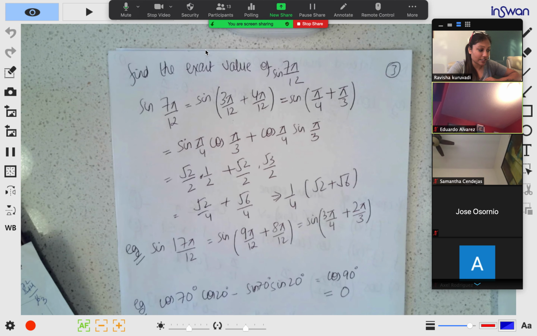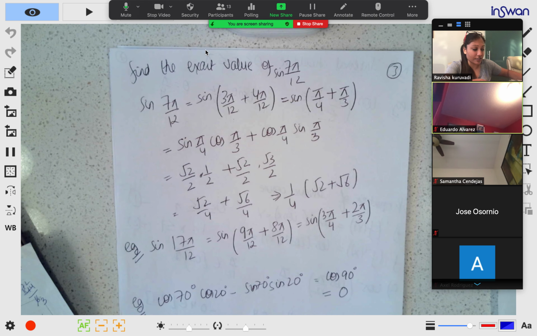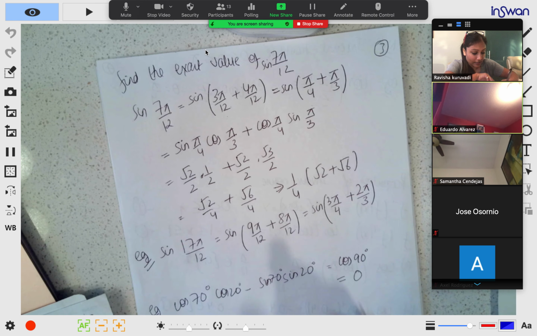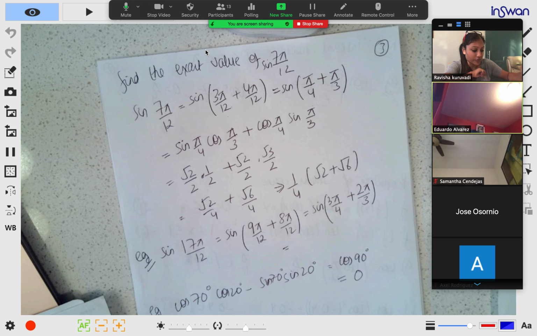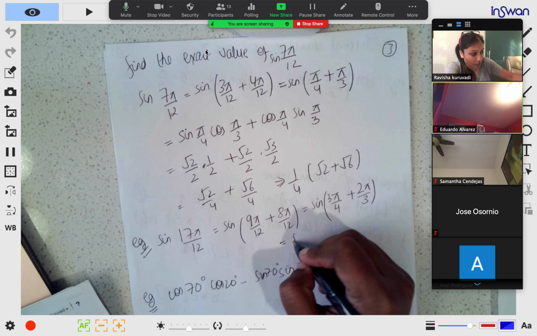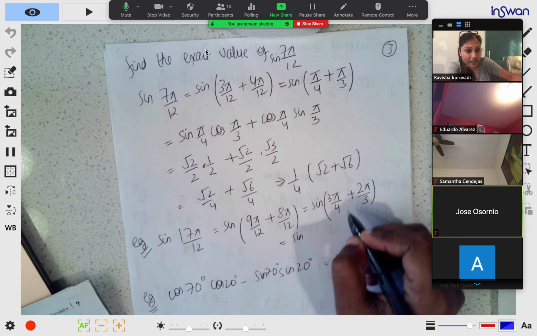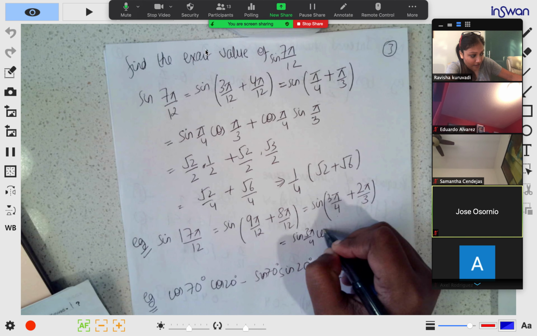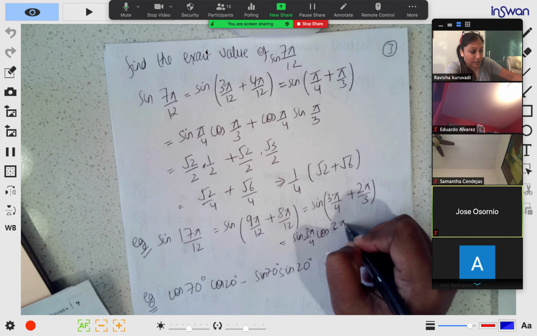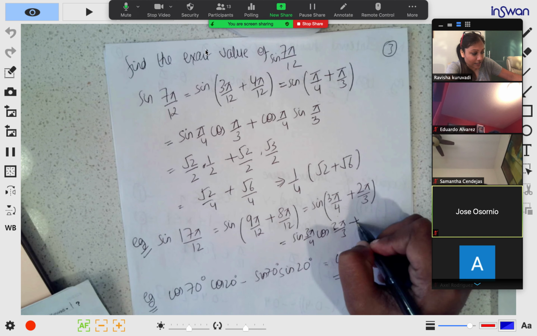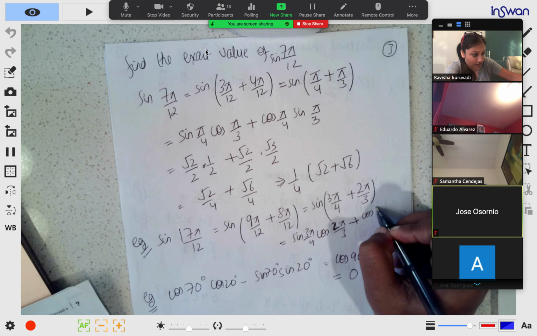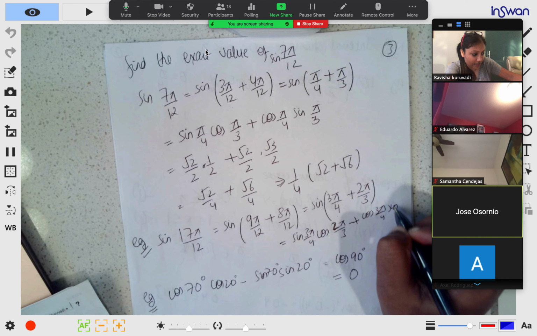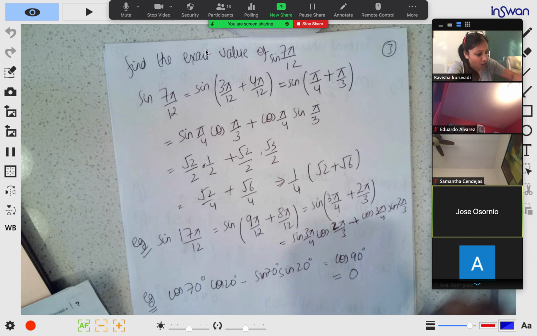Really good, correct. Now, Eduardo answered, right? He just did it in his head. Really good. So once you have this, you need to plug in the formulas. Sine of one angle plus the other angle is sine of the first angle, cosine of the second angle, and it will remain plus, then cosine of the first angle, sine of the second angle, and then you just plug in the values.